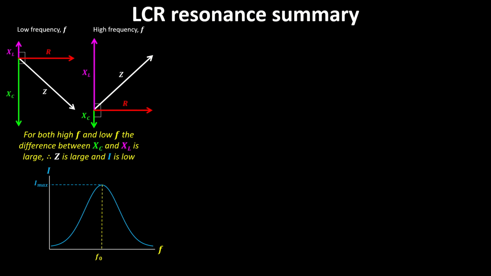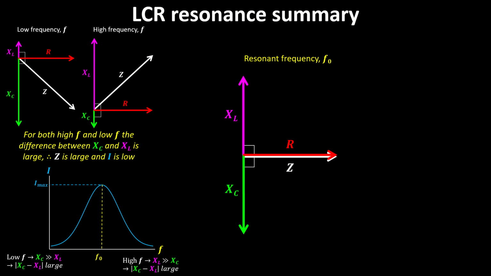We get a graph something like this for current as we vary the frequency. At low frequencies, XC is larger than XL, so you get a large difference between them, and at high frequencies, it's the other way around. But in that middle point at the resonant frequency F naught, we get a phasor diagram that looks like this, where XC and XL are equal to each other, which means the difference between them is 0. You get the minimum impedance, which is equal to the resistance in the circuit, and you get the maximum RMS current, which is the supply voltage divided by the resistance.